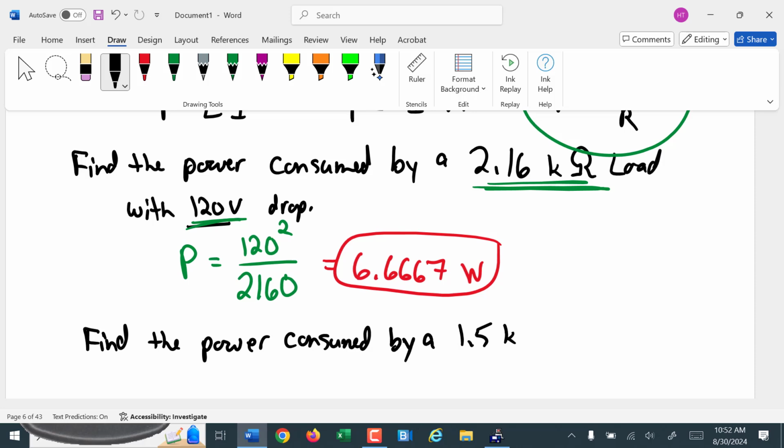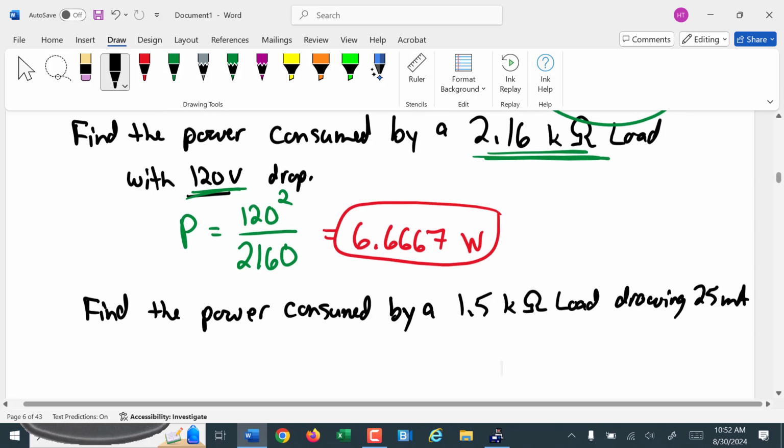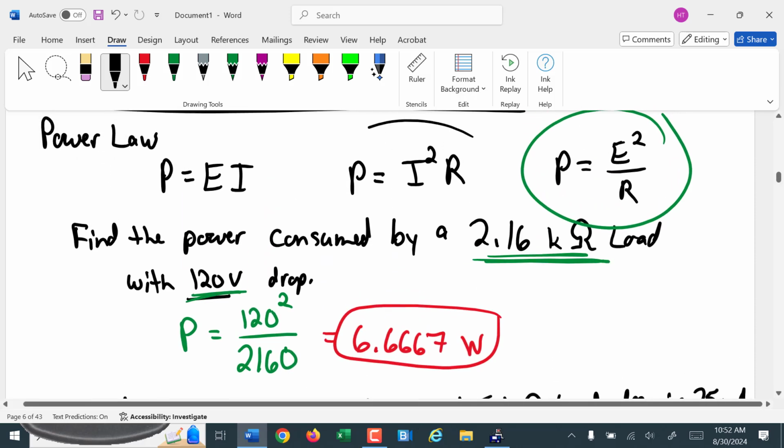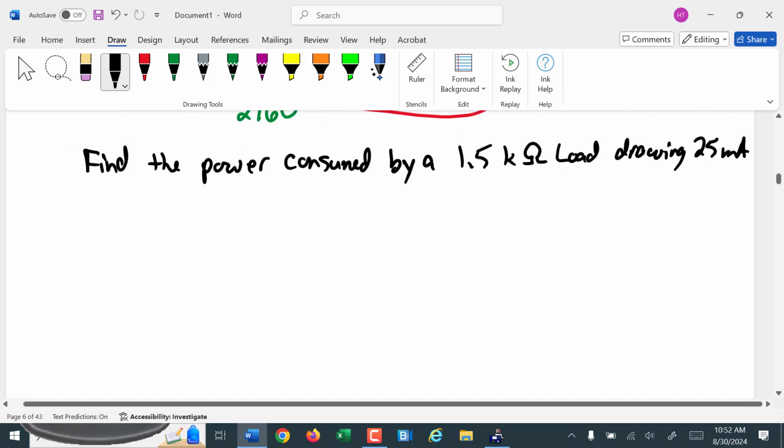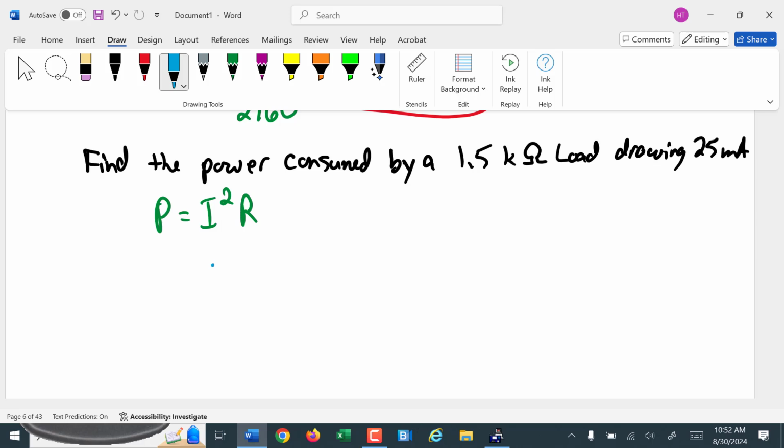Find the power consumed by a 1.5 kilo ohm load drawing 25 milliamps. So now we're going to use the formula that is just current and resistance. P equals I squared R.